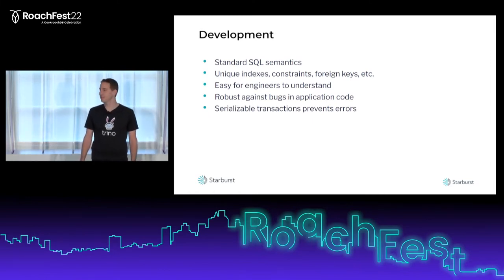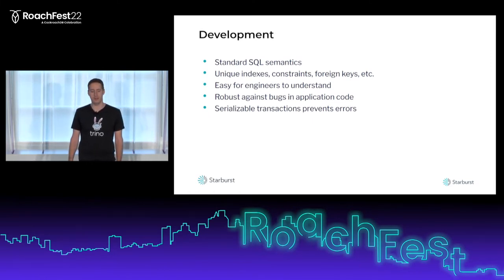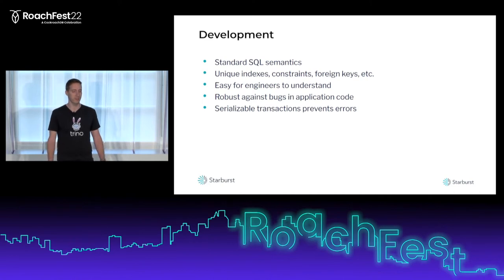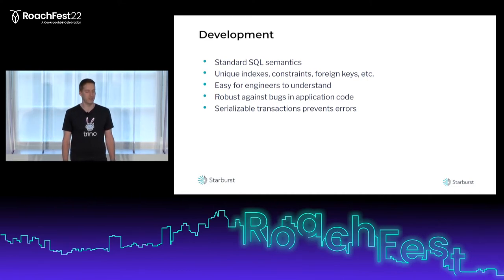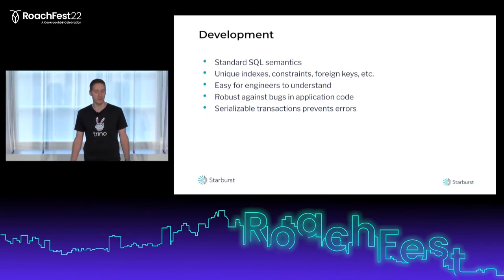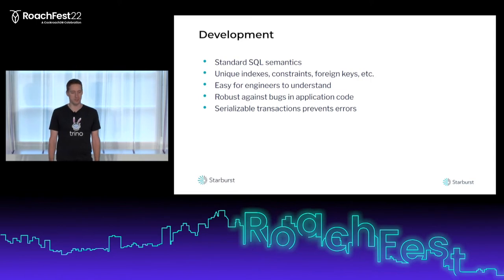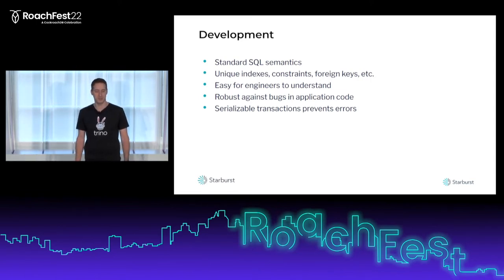Development efficiency is another important thing that we're looking at. As we grow the engineering team, we're going to get new engineers that are familiar with distributed databases or esoteric concepts like the CAP theorem or eventual consistency. So the fact that Cockroach is just standard SQL semantics and works like Postgres is a huge plus, because our engineers can just join the team and immediately know what they're doing.